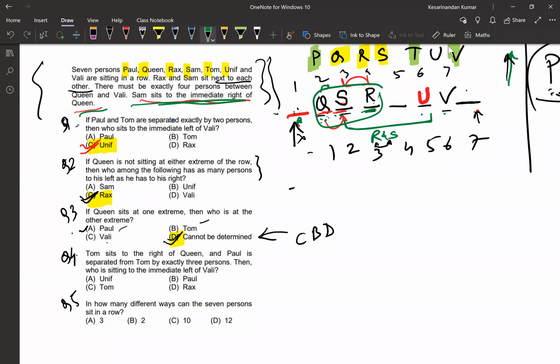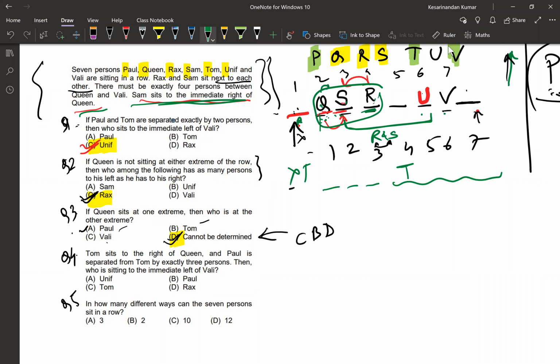Let's use a different pen. Tom cannot sit here in first position. Tom needs to be right. So Tom will be among here. Let's say if Tom sits here, Tom and Paul are separated by 3 people exactly. 3 people exactly. 1, 2, 3. 1, 2, 3. This.